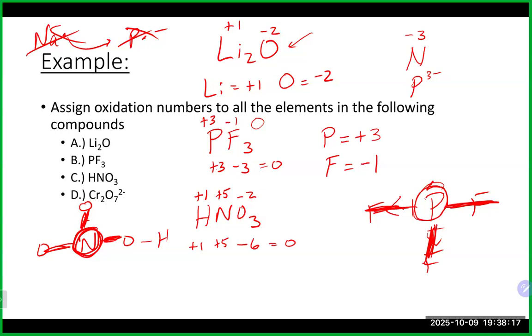Any questions on that there? So again here, hydrogen for this nitric acid would be +1, nitrogen would be +5, and oxygen would be -2.